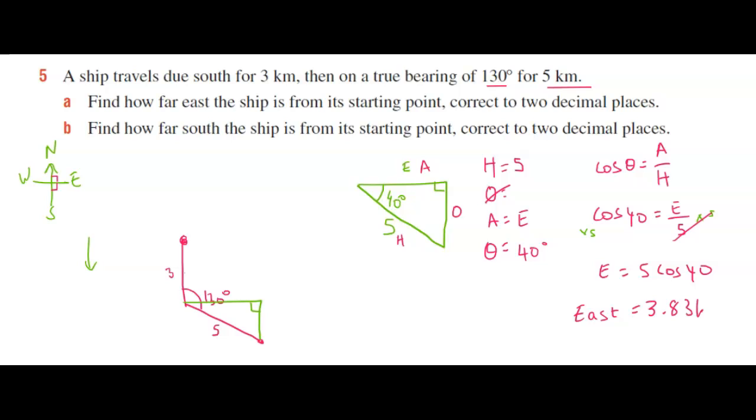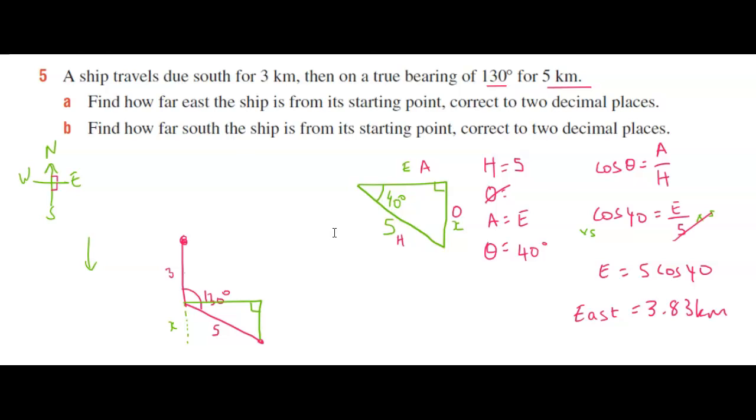And that's in kilometers. Now, how far south the ship is from its starting point, correct to 2 decimal places. So we're basically going from its starting point. It's already gone 3, so we've got to add on this little bit here. If you want to call it X, you can. And that's the same as this side over here.